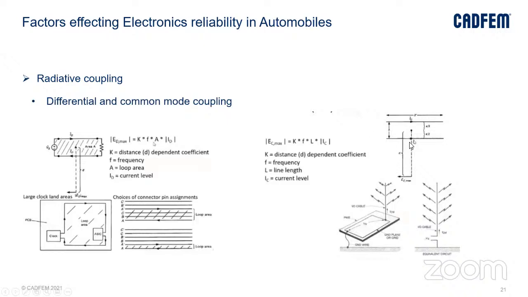One more effect is common mode coupling. Here we have two lines carrying current in the same direction, and in that case the fields interfere constructively, which results in high electric fields. This line will act somewhat like a radiator or an antenna. The possible solution would be to reduce the size of this line.